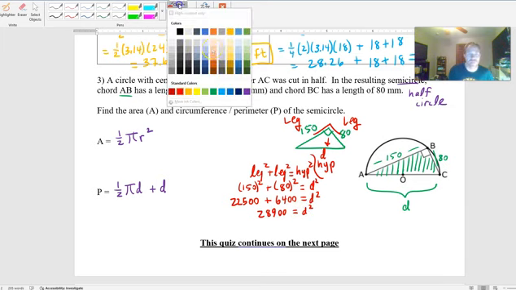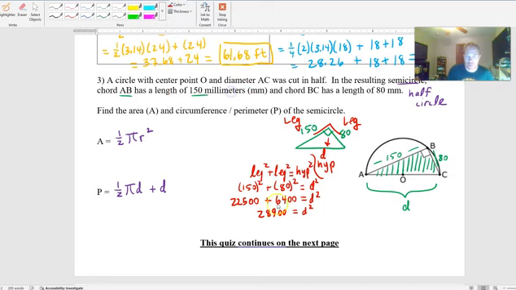But of course, we don't really want the diameter squared. We want the diameter. So take the square root of diameter squared, take the square root of that 28,900, and you get 170 is the diameter. So that's AC, I should say. So we could certainly fill that into our perimeter formula. Area formula, we need radius. So radius is half of the diameter. Radius would be 85.